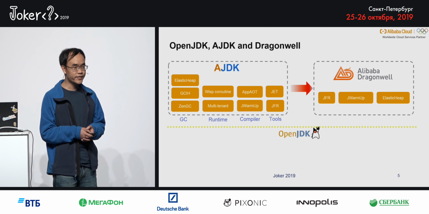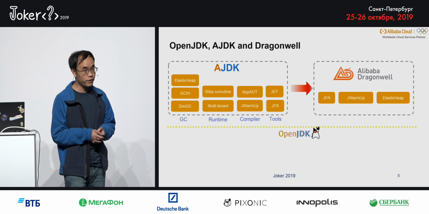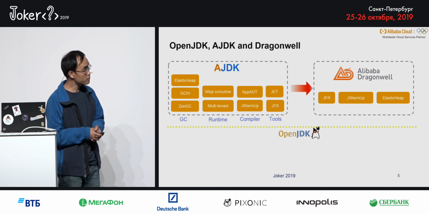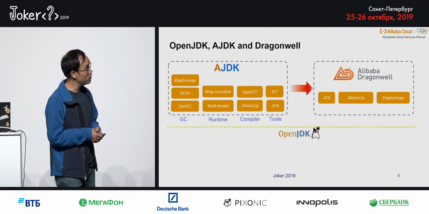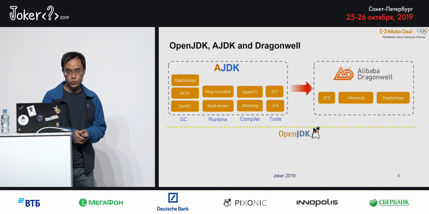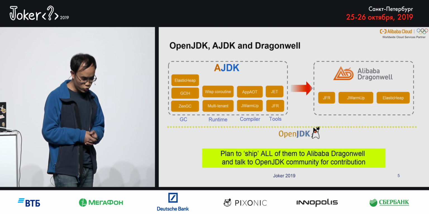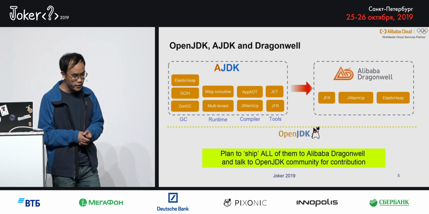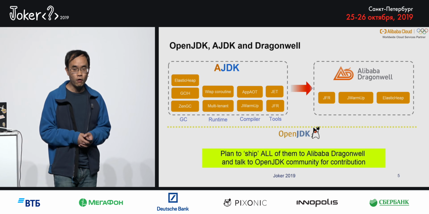In March of this year, we open sourced Alibaba JDK as Alibaba Dragonwell. You can look at the picture on the right. Some features have been included in Alibaba Dragonwell: JFR, Java-warmup, elastic heap. In the long term, we are planning to ship all of them in Alibaba Dragonwell. Also, importantly, we would like to talk with the OpenJDK community about contribution.